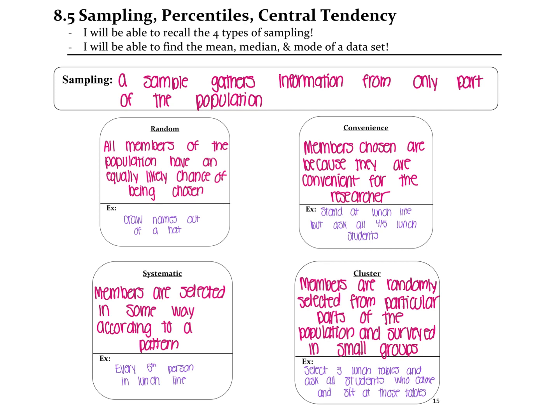So first, when we talk about sampling, the definition we have for sampling is that a sample gathers information from only part of the population. Essentially, sampling is a statistical tool that allows you to gather information about a population, but you're not asking all the population because maybe the population's too large. So a lot of times statisticians will come up with what we call a sample, meaning it's a small portion of the population.